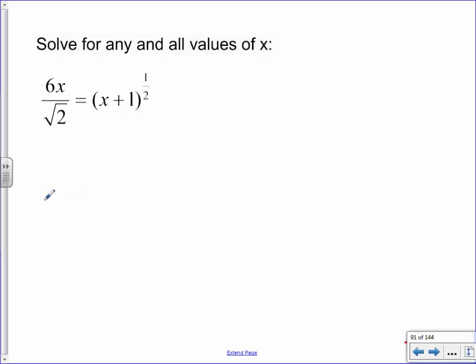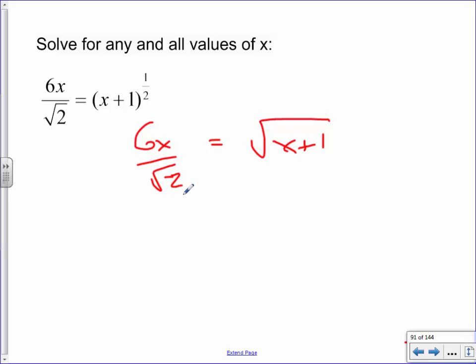Okay, last one. So this one kind of has a few different tricks we can play. The first one is, what does the 1/2 mean? Well, it means you're square rooting. So it's the square root of x plus 1 over there.